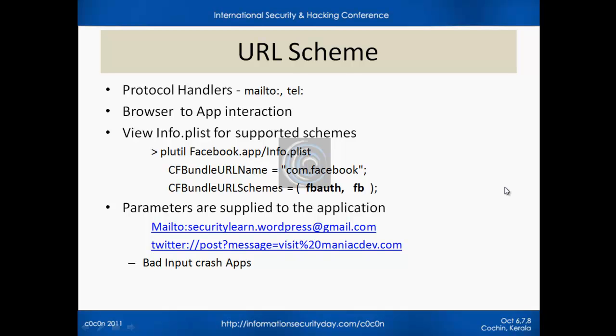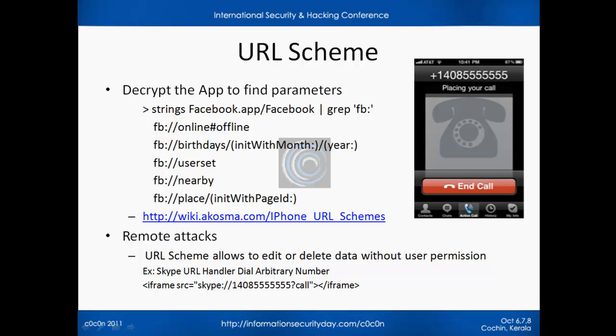You can also look at this wiki page for URL schemes in different applications. This guy actually gathered different URL schemes in all the applications and is maintaining a wiki. URL schemes take input parameters and also provide interaction between the browser and the application. So there is a possibility to perform remote attacks using URL schemes. A possible attack scenario is, suppose your application allows URL schemes to edit or delete data without user notification or permission. In that case, an attacker can host a page with a URL scheme that deletes all the data from the application.